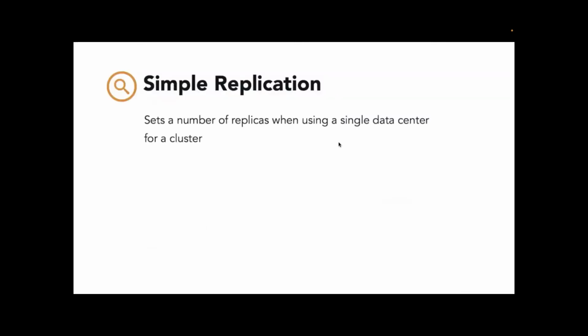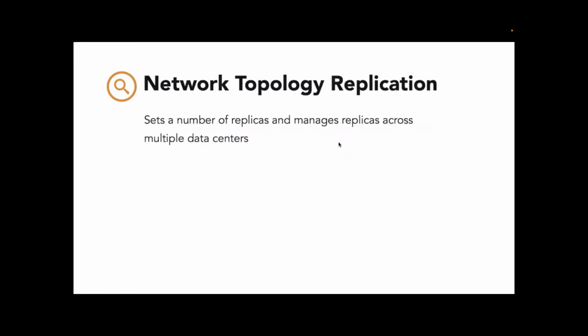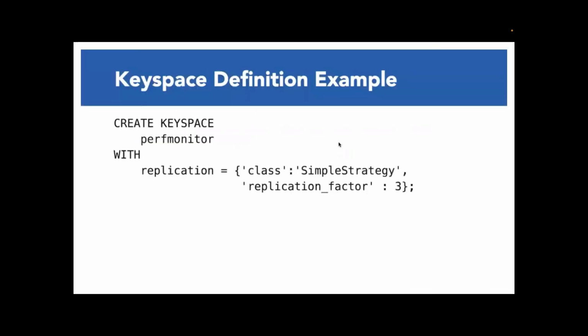There are two kinds of replication strategies. The simple replication strategy is used to set a number of replicas when all nodes will be in a single data center. The network topology strategy is used to set a number of replicas when nodes will be distributed in multiple data centers. In both cases, the replica strategy takes number of replicas as a parameter.